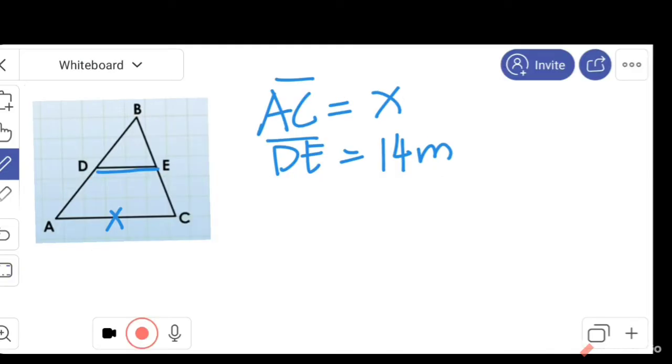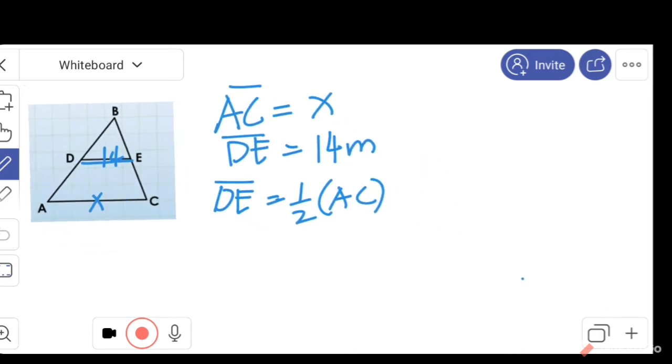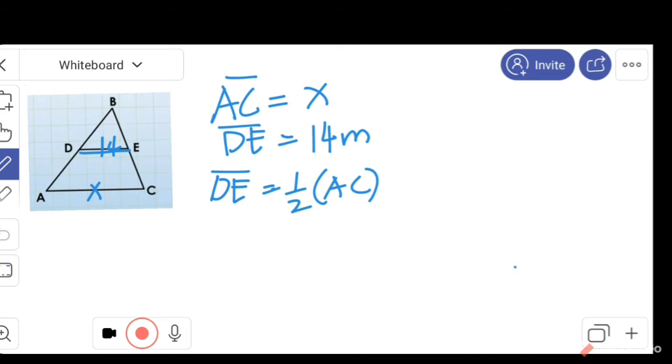For example, how are we going to solve for the third side? DE is equal to 1/2 of AC. And then substitute the values. We have DE, 14, is equal to 1/2 of AC, which is X. So how are we going to find the value of X?